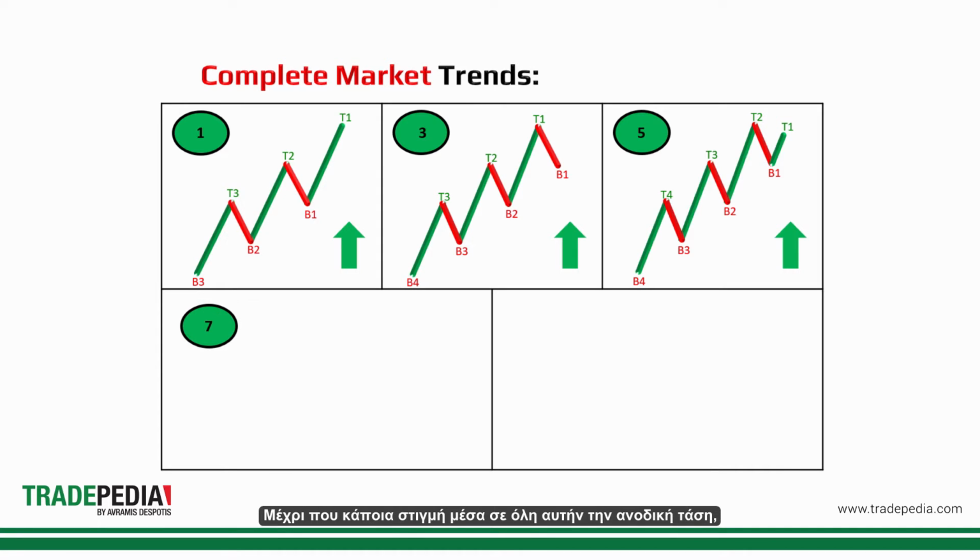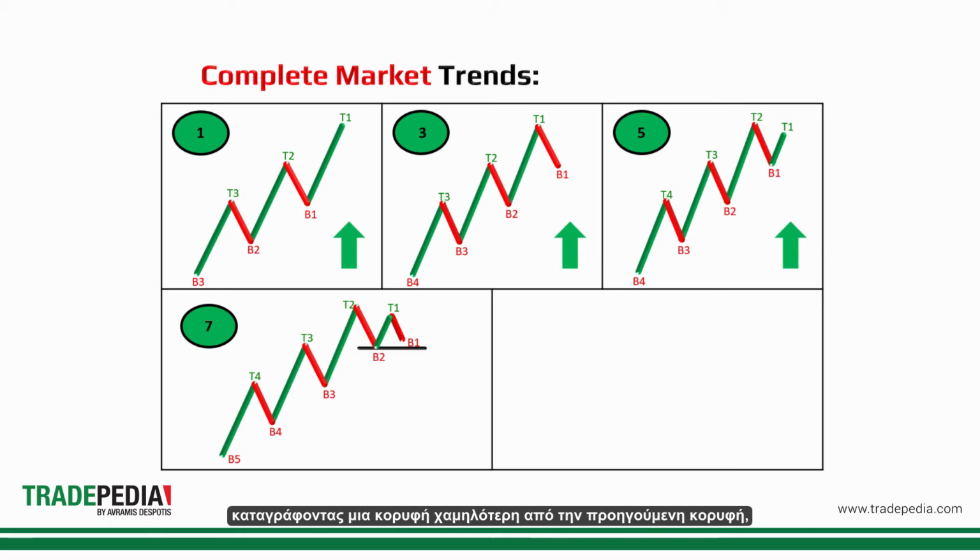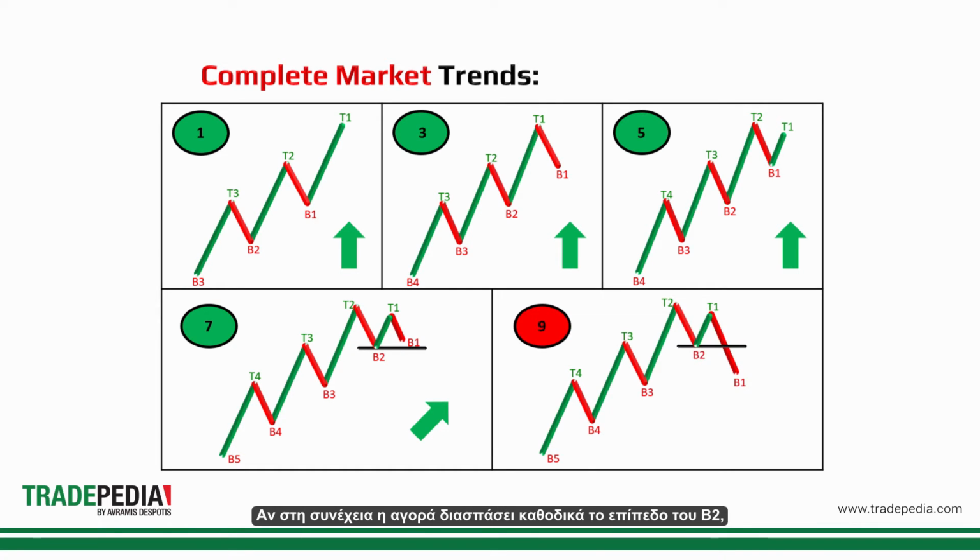Until one time in all of this uptrend, the market will fail to continue higher by confirming a top lower than the previous top outlined at T1, where in this case we have an uptrend under threat and a possible trend reversal to go short. Now, if the market breaks below the level of B2, that confirms the end of the previous uptrend and the beginning of a new downtrend in price.